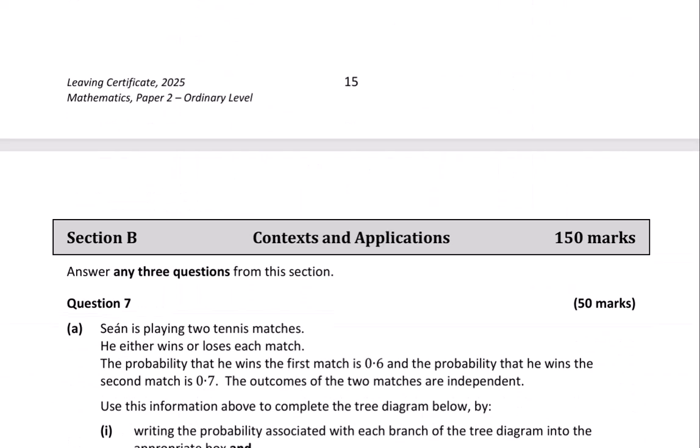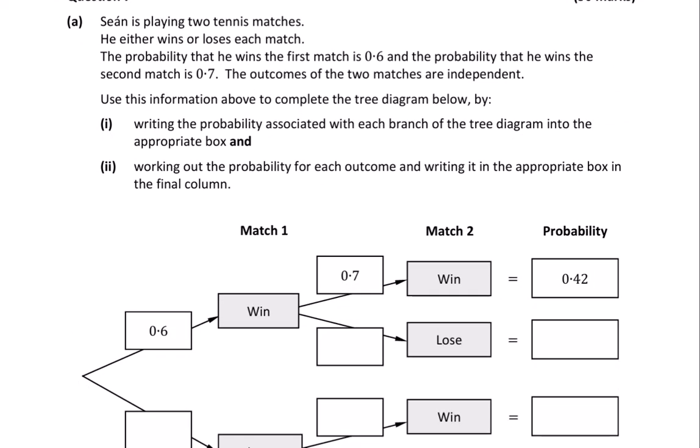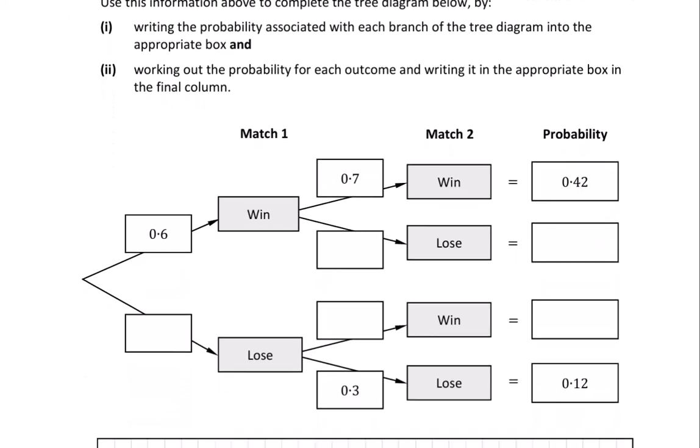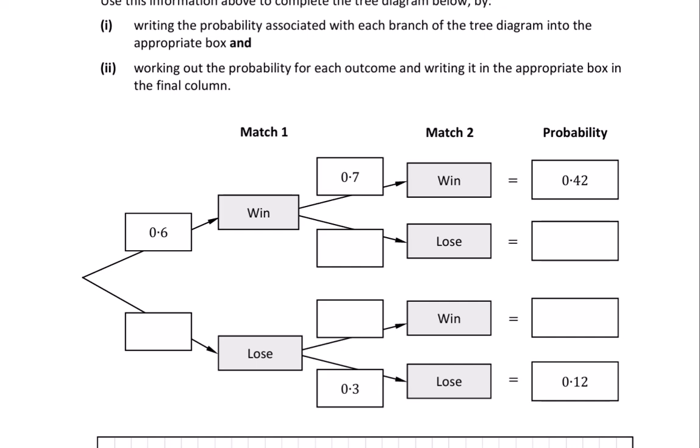Okay, next question then is question 7. Sean is playing 2 tennis matches. He either wins or loses each match. The probability that he wins the first match is 0.6 and the probability that he wins the second match is 0.7. The outcomes of the 2 matches are independent. Use this information to complete the tree diagram below by first of all writing the probability associated with each branch of the tree diagram into the appropriate box, and secondly working out the probability for each outcome and writing it in the appropriate box in the final column.